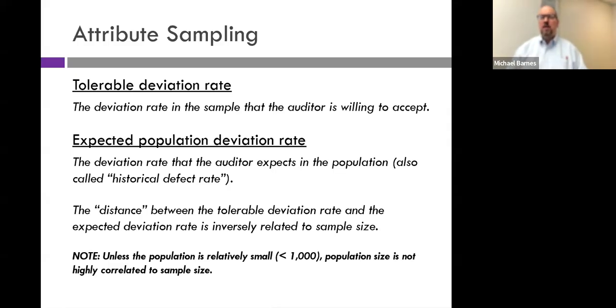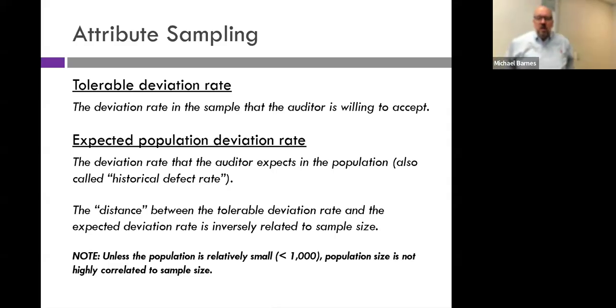Now, I do want to explain that when you see questions on this in the book for your homework, they will usually consider these independently. So if they say tolerable deviation rate increases, there's no change in expected population deviation rate. Because tolerable deviation rate by itself increasing doesn't have an effect. It's only relative to what the expected population deviation rate is. That's an important point to note.